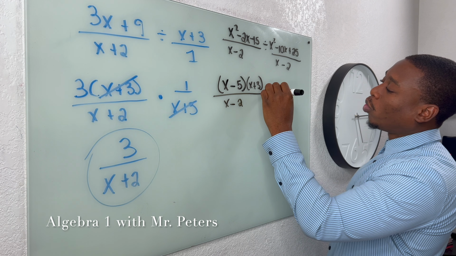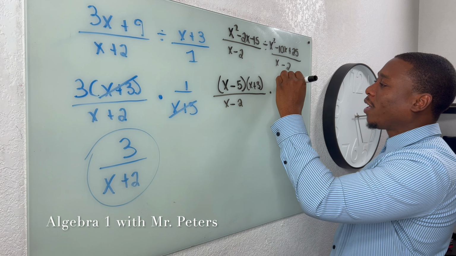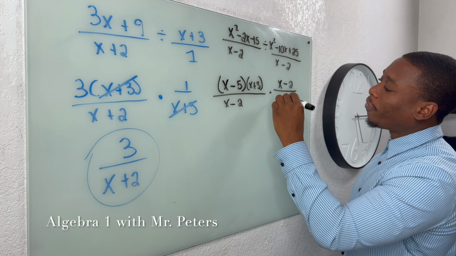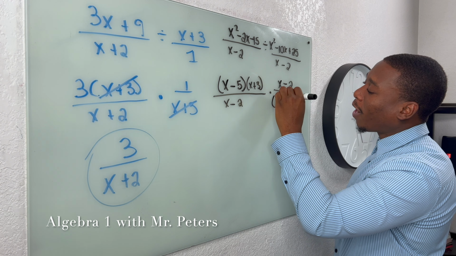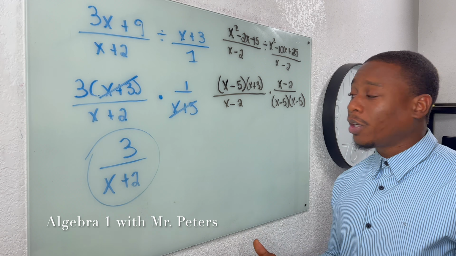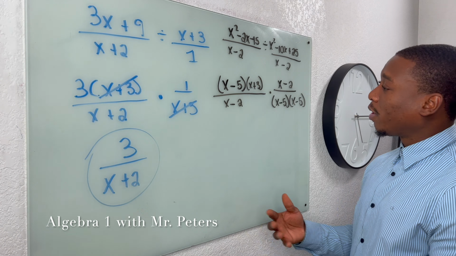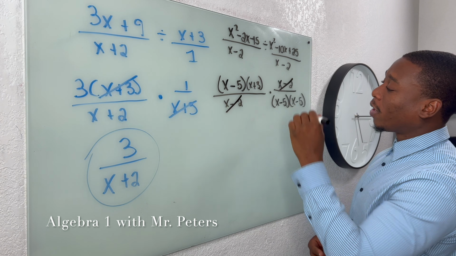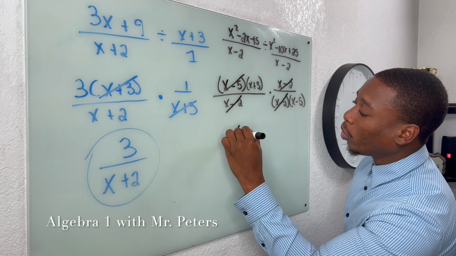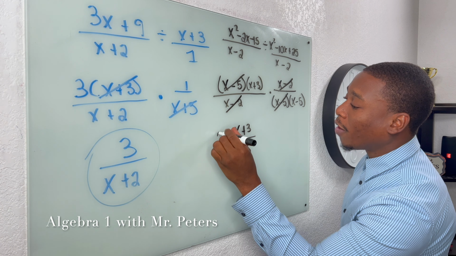And then we're going to turn this into a multiplication problem, and we're going to take the reciprocal. So I have x minus 2 on top, and when we factor x squared minus 10x plus 25, we're going to get x minus 5 times x minus 5. We're multiplying the same binomial with itself. Now we could go ahead and simplify by cross canceling, right? So x minus 2 cancels with x minus 2. x minus 5 cancels with x minus 5. What I'm left with is x plus 3 on top divided by x minus 5 on bottom.